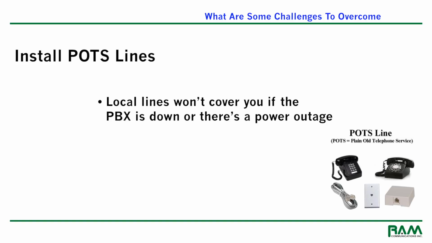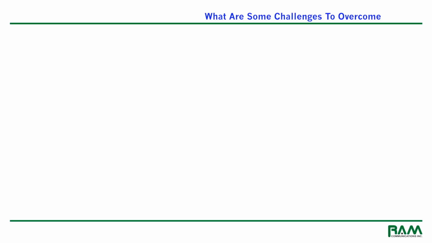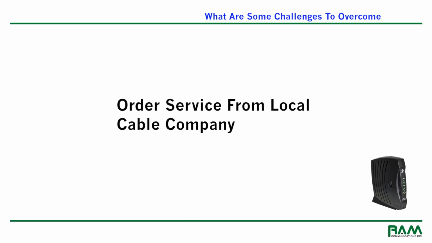Another limitation that we're seeing with POTS lines is that the cost of a single POTS line continues to rise. Here in Chicagoland, for example, a single POTS line now can cost up to $100 a month when you factor in taxes and usage. A second alternative for voice disaster recovery is to order service from your local cable company.